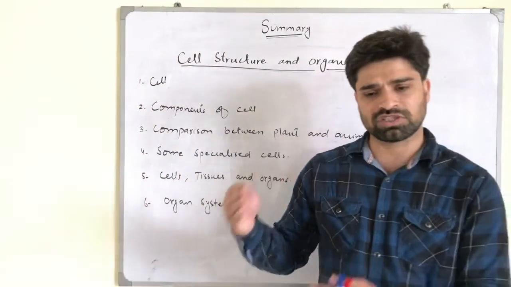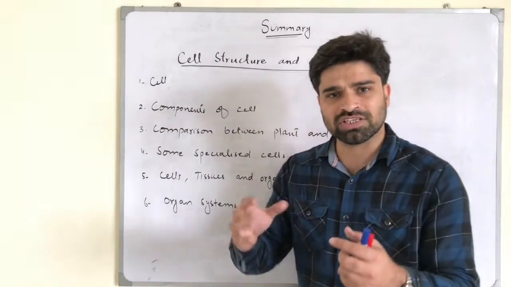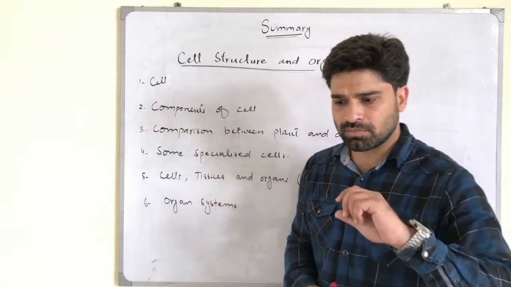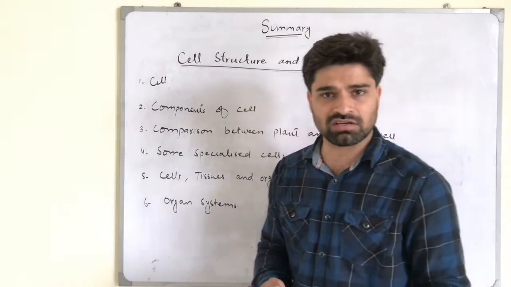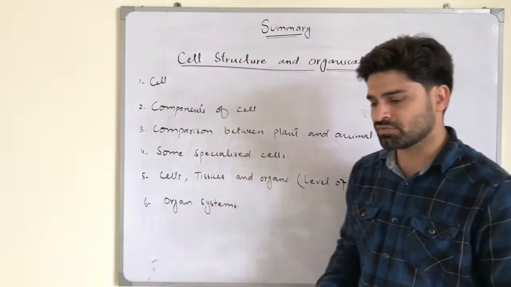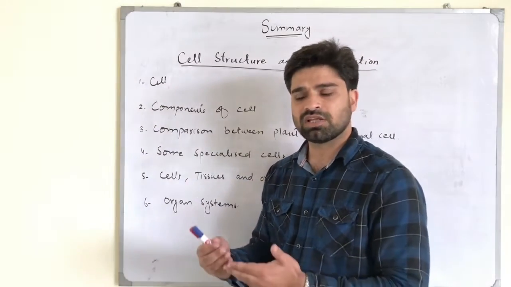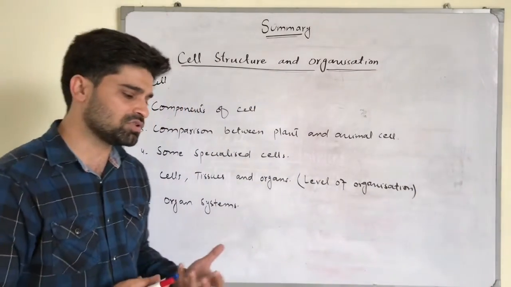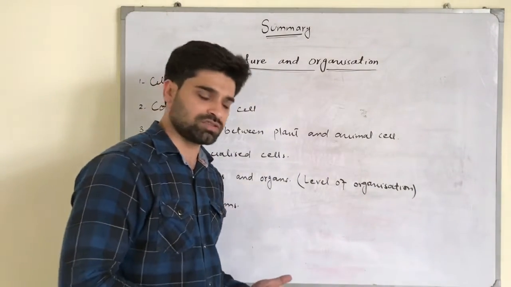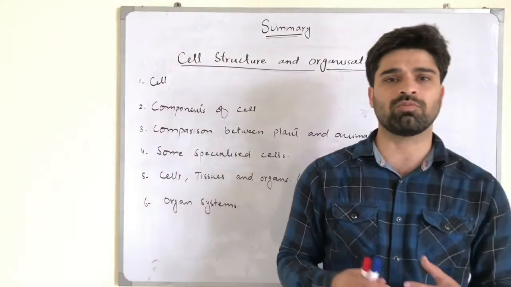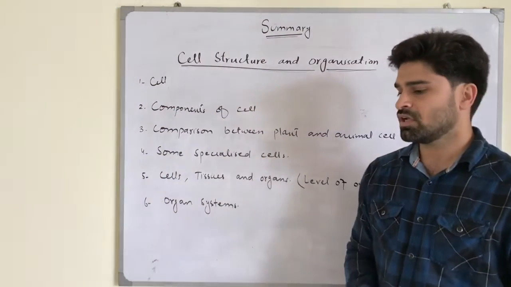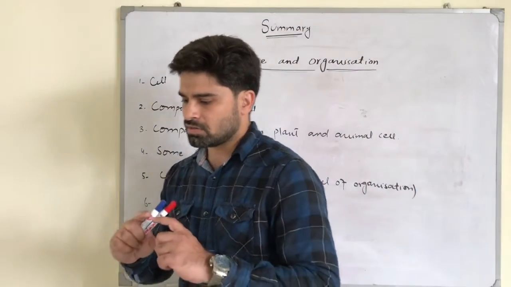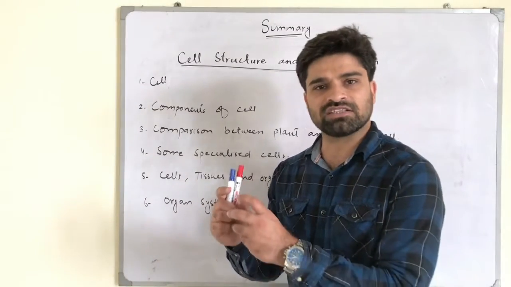So cell wall, cell membrane, nucleus, the bean-like nucleus, the largest organelle of the cell. We have studied about the nucleus. Then we talked about the cytoplasm. Then we studied about the cell vacuole and the chloroplast. So these were some of the components of the cell, and then we talk about the difference between the cell wall and the cell membrane.